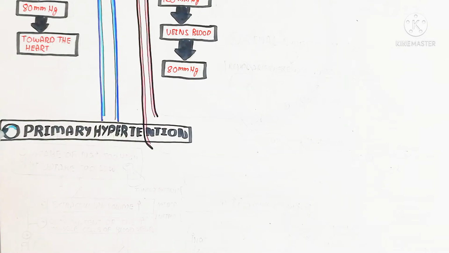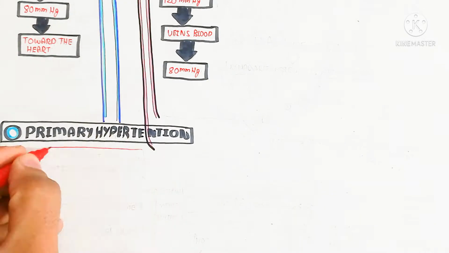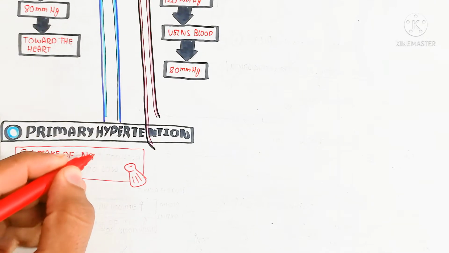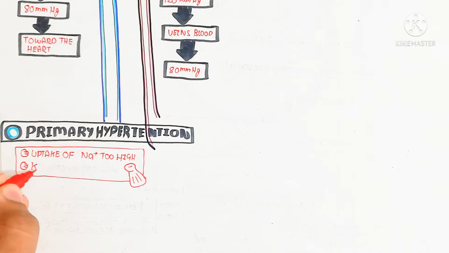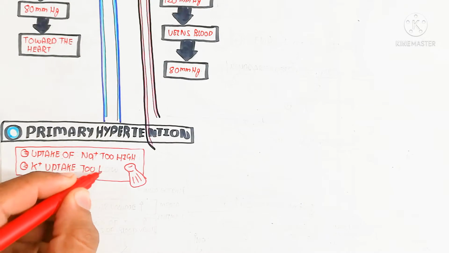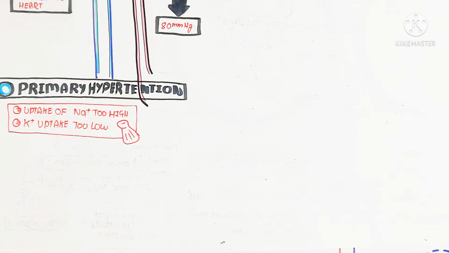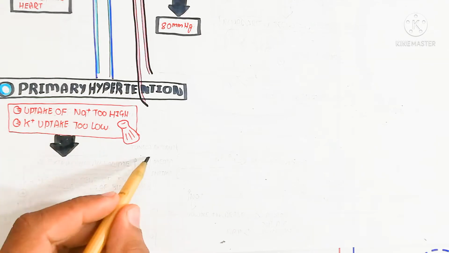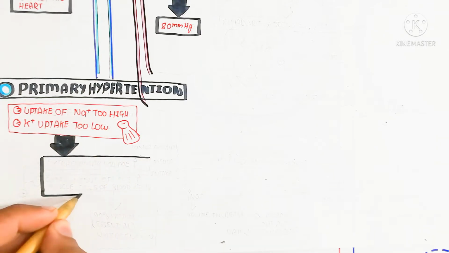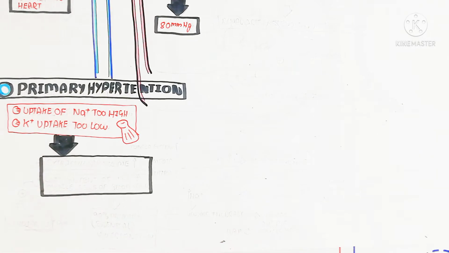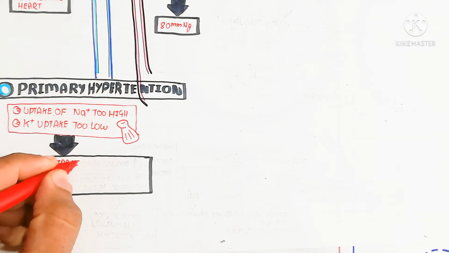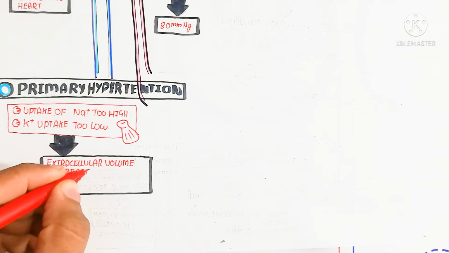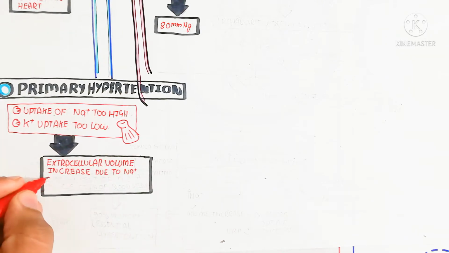So let's begin to understand primary hypertension first. Primary hypertension is common due to too high an uptake of sodium and too low an uptake of potassium in the diet, the table salt. So the extracellular volume increases due to sodium, and the calcium content of the muscle cells of the blood vessel will be increased. In this way, remember that calcium will be increased and the sodium will be increased.